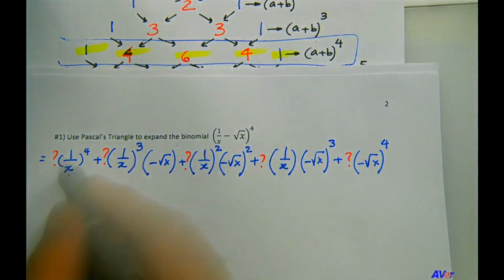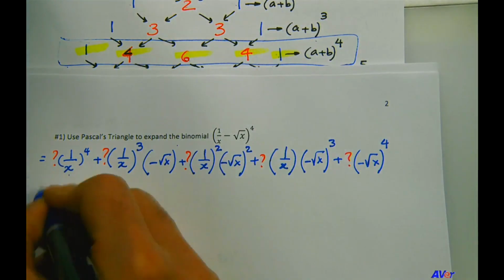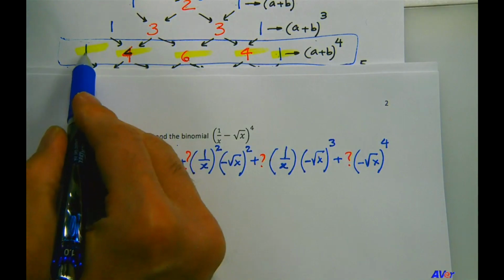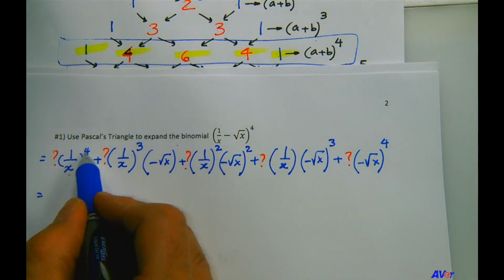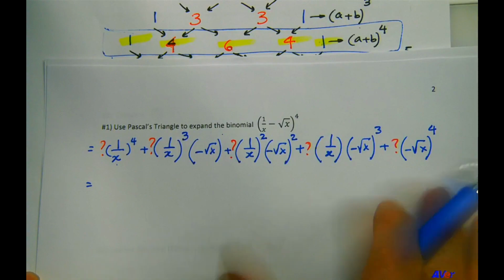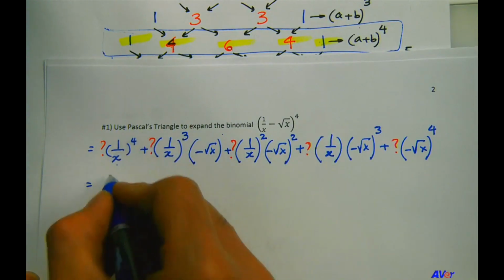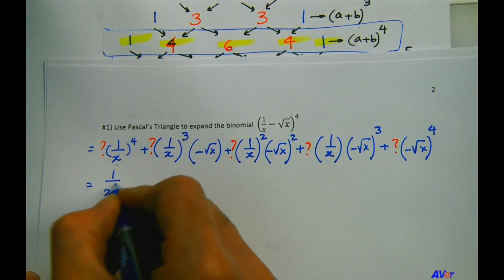Okay, so let's plug them in. We have just 1. I'm not going to write it. So this will be just 1 over x to the 4th power. Let me move this over like that. Okay. 1 over x to the 4th power is 1 over x to the 4th power.